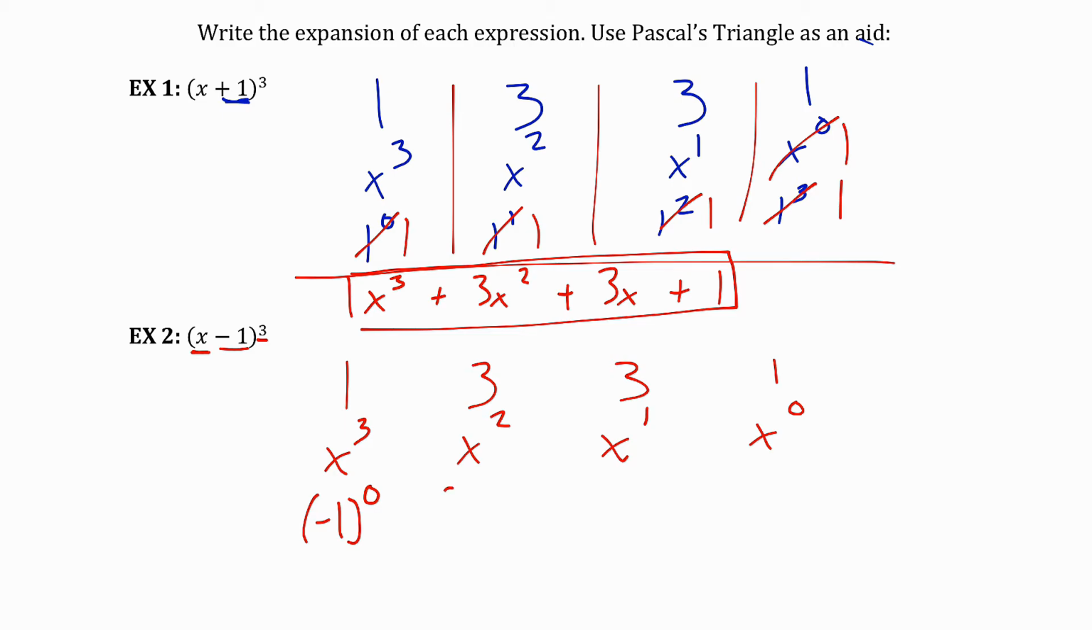The second term we're going to take and count up. So we got negative 1 to the 0, negative 1 to the 1st, negative 1 squared, and negative 1 to the third.